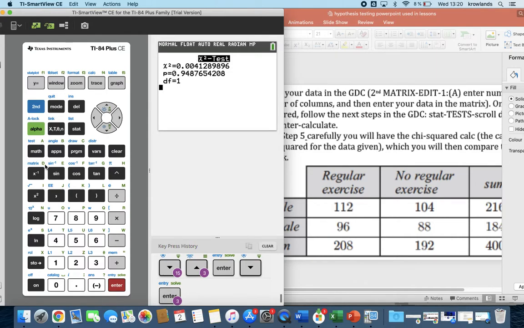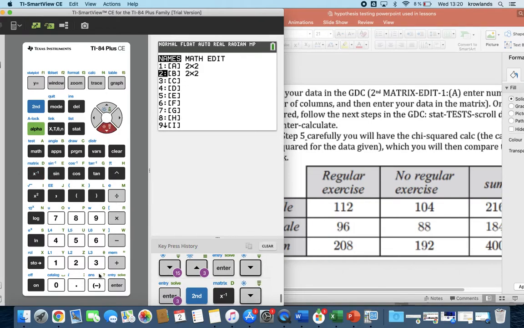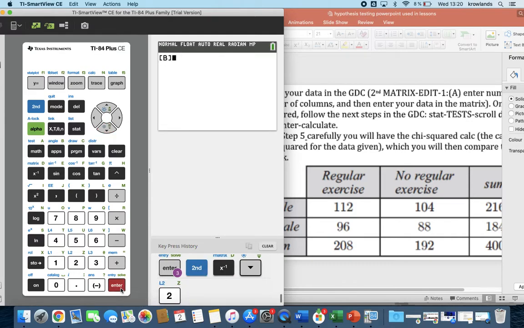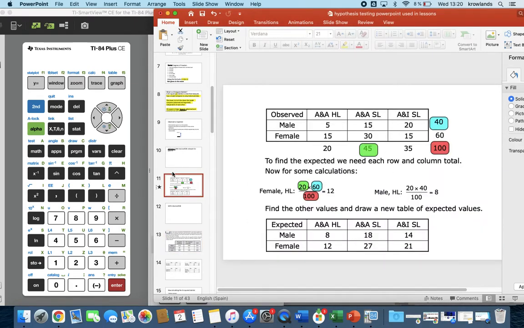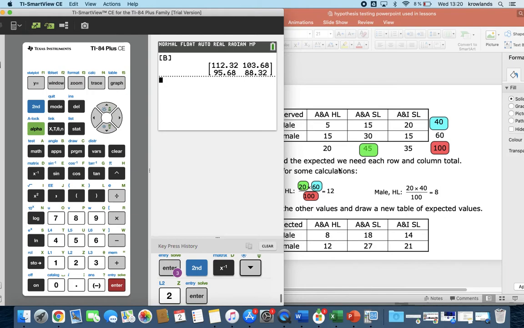We'll come back to that later, but the reason why we did this is because if you press second x to the power of minus 1, we can now view what our expected data is going to be. We press number 2, and then we press enter, you can see this is our expected table. So in the exam, for 2 marks, they might ask you what the expected values are. You can either use this method we went over, or if you think it's quicker, you should use this method, but it's advisable you use this method.